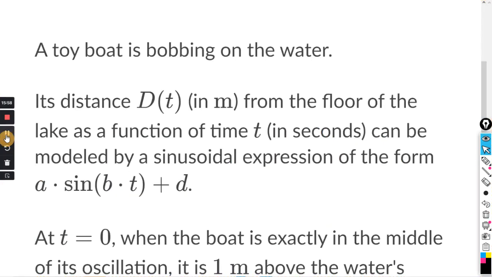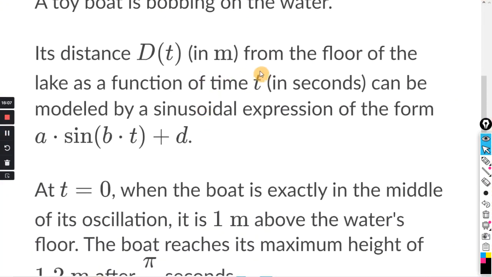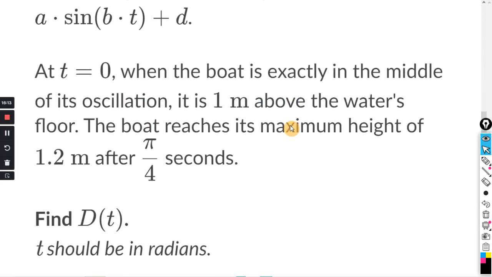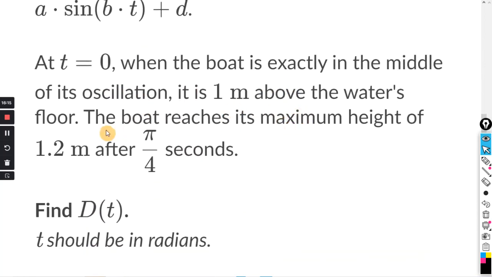All right, one more, but if you understand this by now, you're good to go. They're all basically the same. A toy boat is bobbing on the water. Its distance from the floor as a function of time can be modeled by this function. t equals 0 when the boat is exactly in the middle. It's 1 meter above the floor. The boat reaches its max of 1.2.